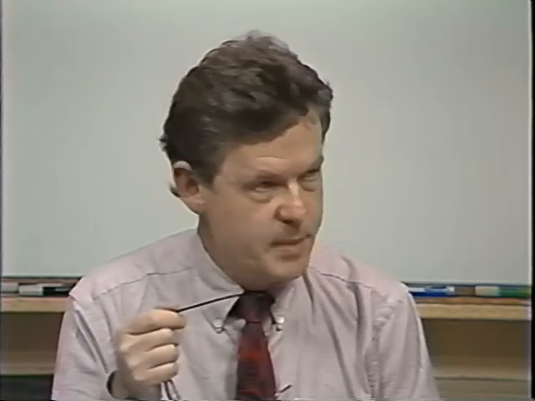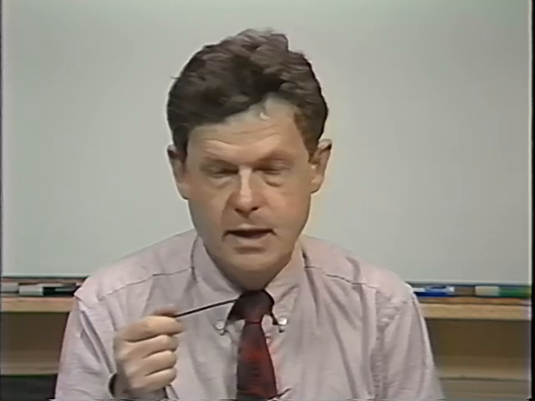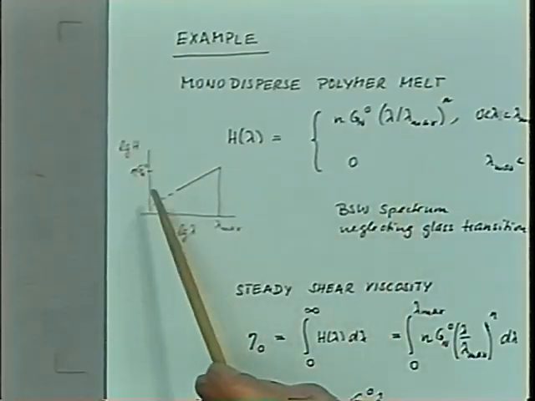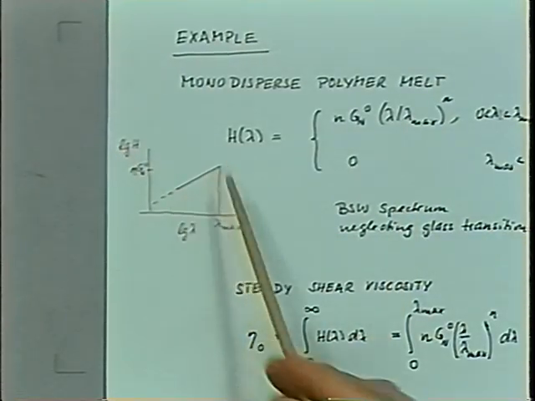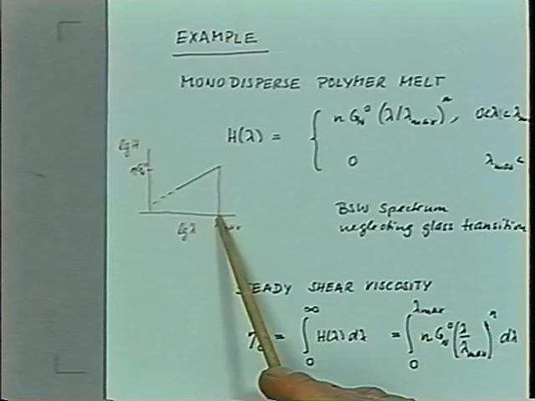We can push that example even further. We can describe the material behavior now by the spectrum for monodispersed polymeric material. We know what the spectrum h of lambda is for monodispersed linear flexible polymer. It's given by a power law spectrum like this. So log h of lambda is just a straight line, and it's cut off at lambda max.